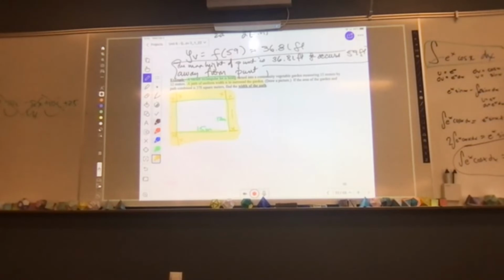Okay. Now, if the area of the garden and the path, oh, okay, so now I'm enclosing and I'm looking at the area of this whole thing.